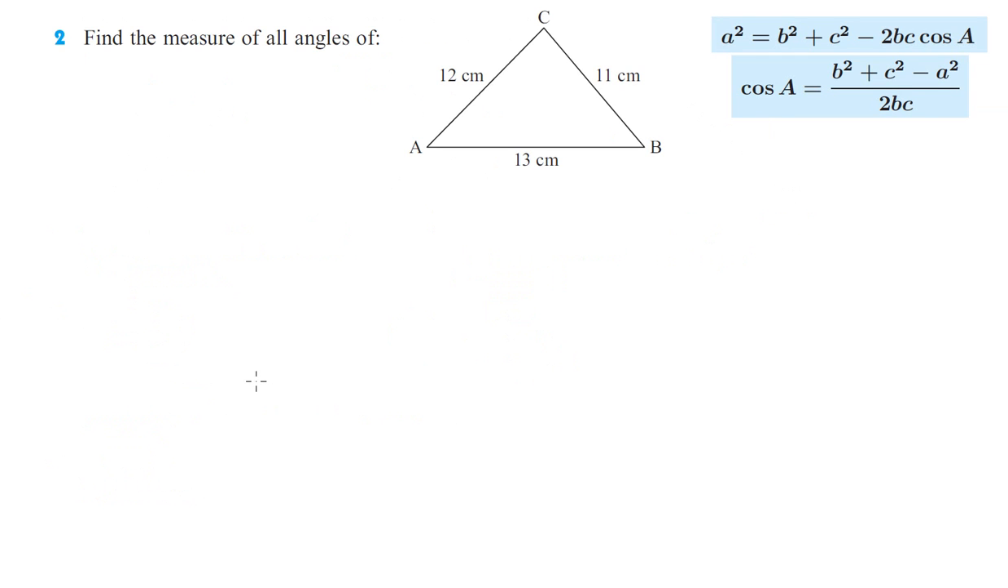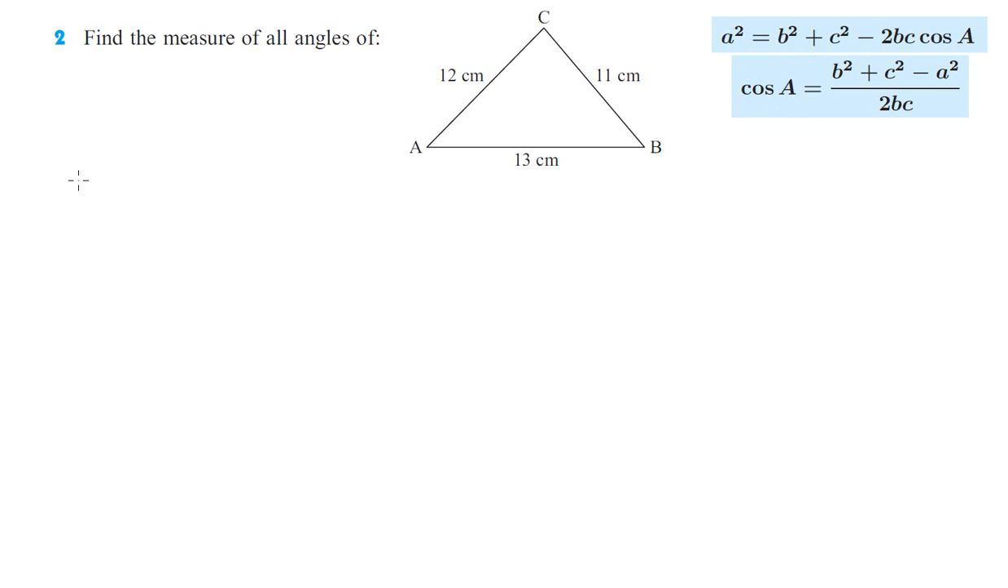Number 2, find the measure of all angles of this here. So, again, with our 2 cosine formulas, we now need to figure out the angle, so let's use the cosine of A. So, if we do cosine of A, that's going to help us figure out what this angle is here, and that'll help us figure out the other angles.